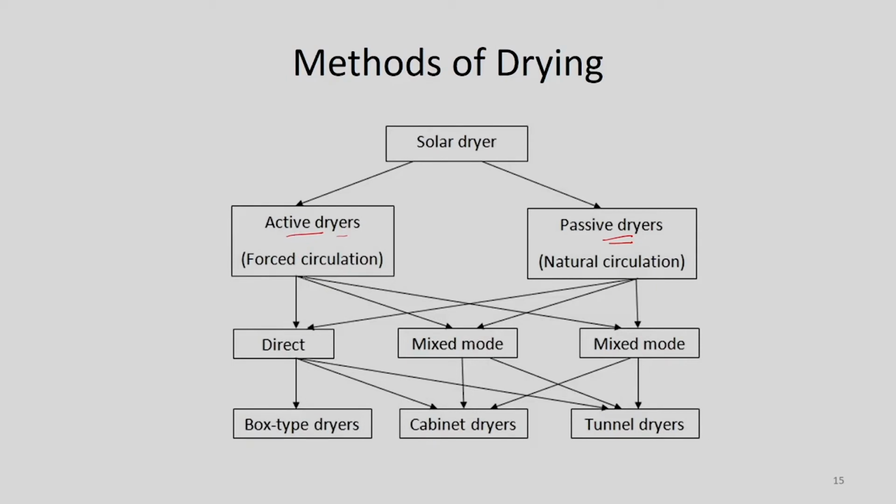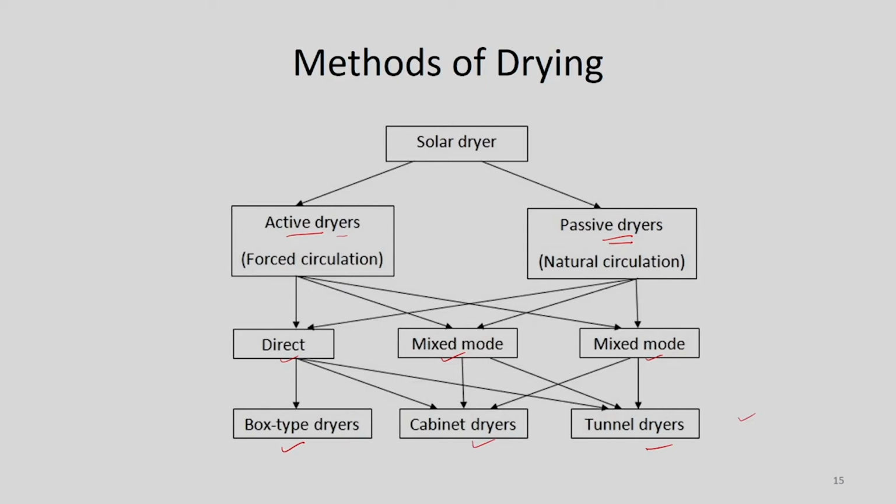Again, these active dryers can be classified into many groups, like direct, mixed mode, and mixed mode with natural and forced, and natural circulation can again be divided into many groups. These direct dryers are something like box type dryers, cabinet dryers, then tunnel dryers. So, there are different kinds of dryers. This figure shows the different methods of drying.